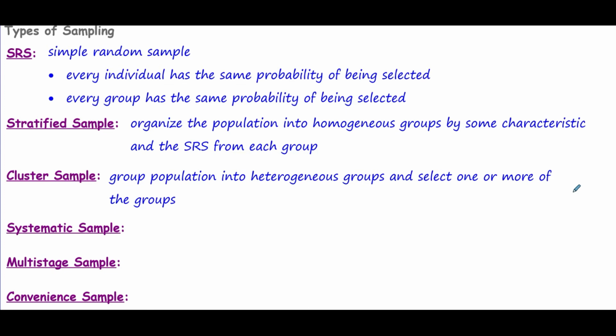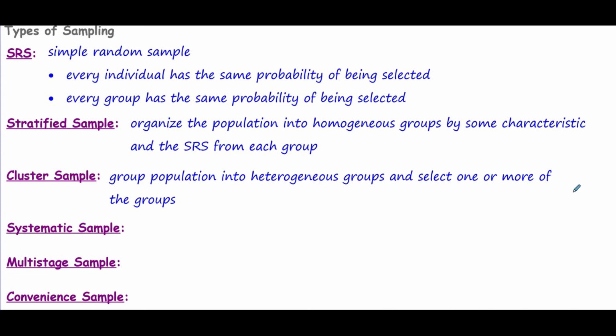Another technique is called cluster sampling. This is where we group the population into heterogeneous groups and select one or more of the groups. So for example, in our desire to get a sample of students from the building, we could perhaps choose one lunch period and go and survey people, every person in that lunch group.